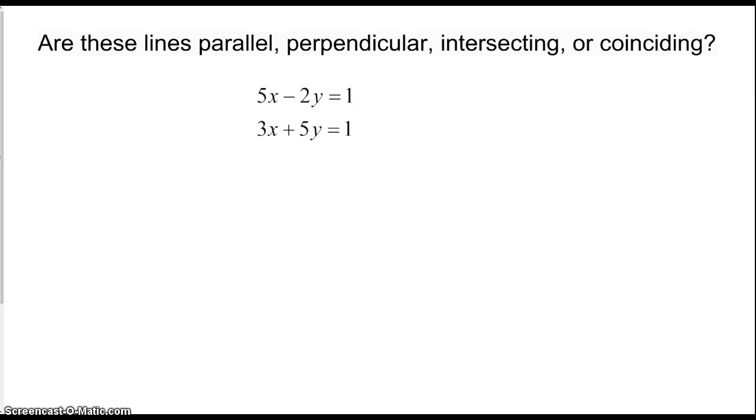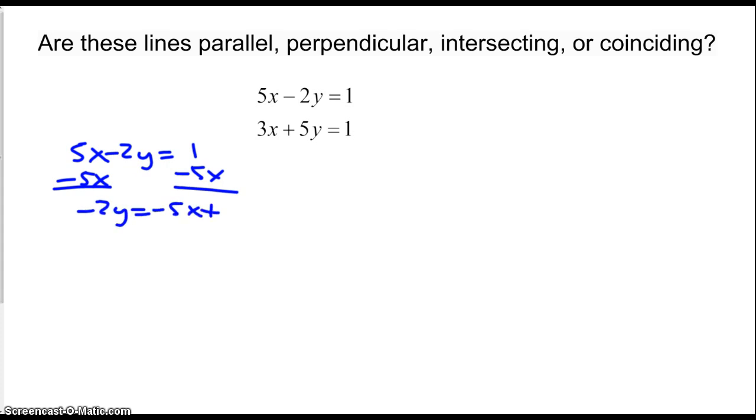Okay, what about this one? Well, let's convert to slope-intercept form so we can see the slopes. Subtract a 5x from both sides. Negative 2y equals negative 5x plus 1. Divide everything by a negative 2. y equals positive 5/2 x minus 1/2.